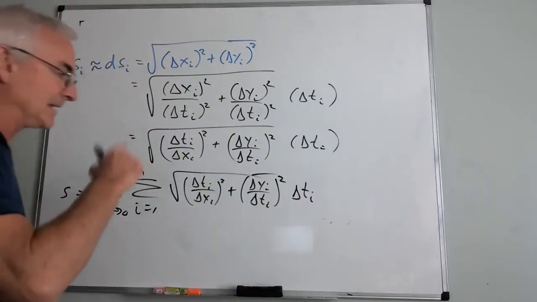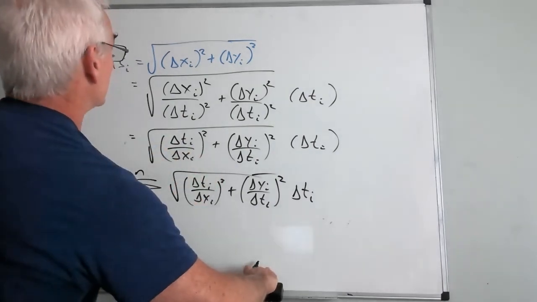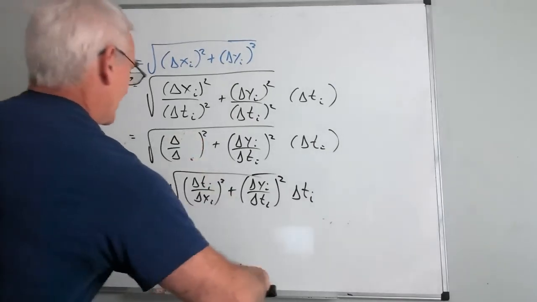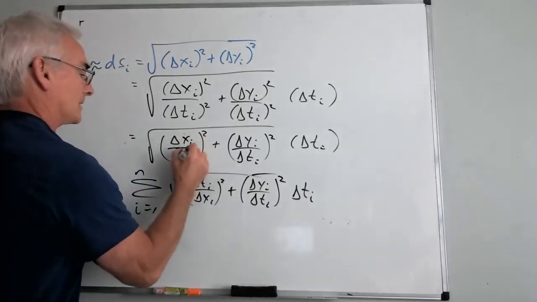Now, as I move my limits, whoops, did I write that correct? Whoops, you know what? I wrote this one backwards, didn't I? Sorry, these are delta x's on top, not on the bottom. That's a big X.